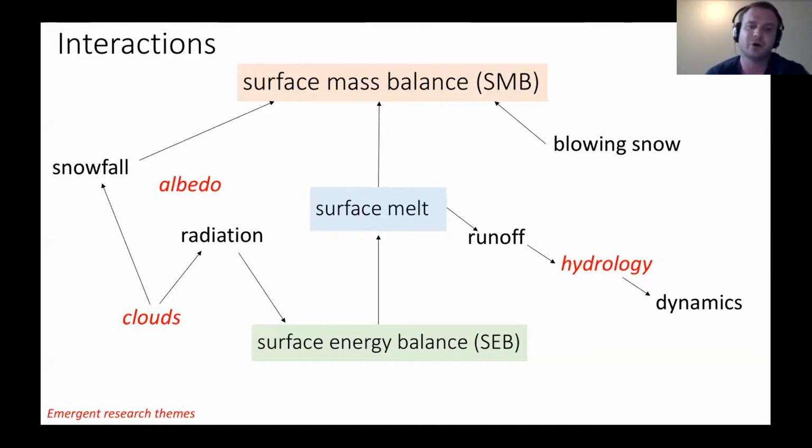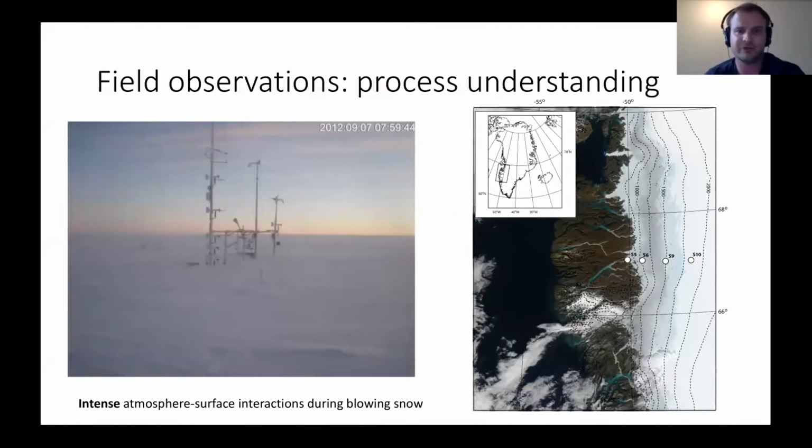So these red things here that I denoted, clouds, but also albedo, which I won't touch upon but is a very important variable, as well as hydrology, these are really the emphasis of the research teams. And I will basically focus on clouds here, as well as Nate in the next talk. But first, let me briefly tell you something about how important field observations are.